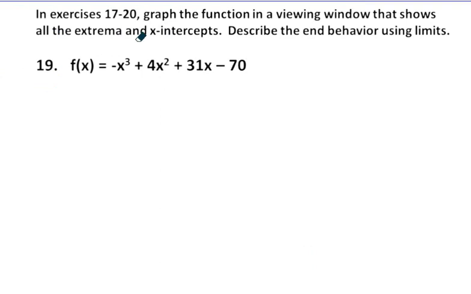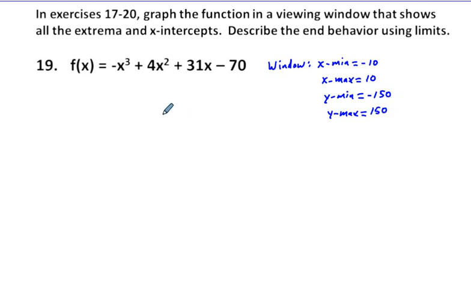So we're going to say, for this one here, our window is going to be our x minimum is equal to -10. Our x maximum is equal to +10. Our y minimum is equal to -150, and our y maximum is equal to 150. And we can see everything just fine.